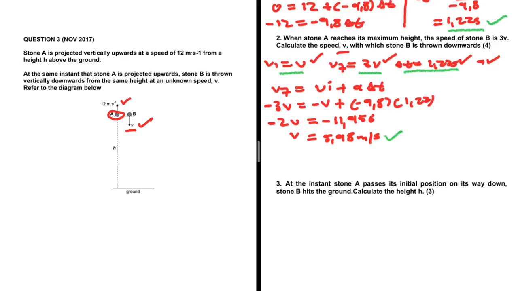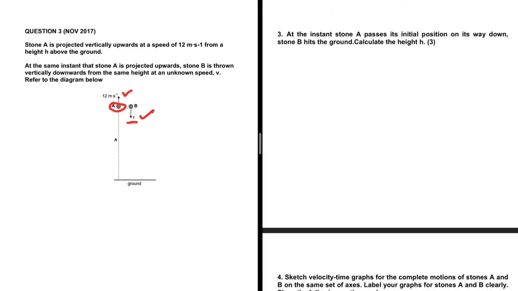Okay, the question that follows, question 3. At the instant stone A passes its initial position on its way down, stone B hits the ground. Calculate the height h. We're supposed to calculate the height h. Right, so let's see. We can use stone A or we can use stone B. I think both can work, but let's try using stone B. If we're using stone B, our Vi is going to be equal to 5.98 meters per second downwards, right?